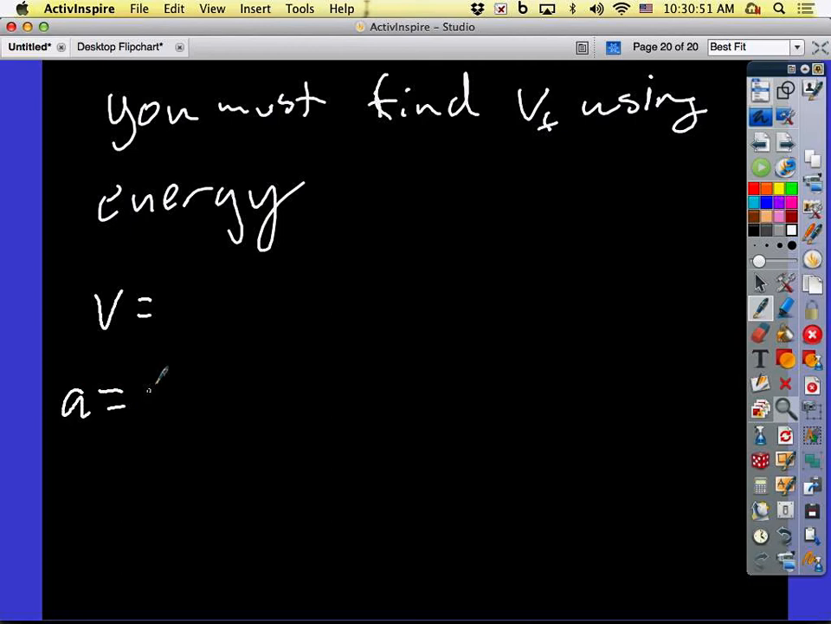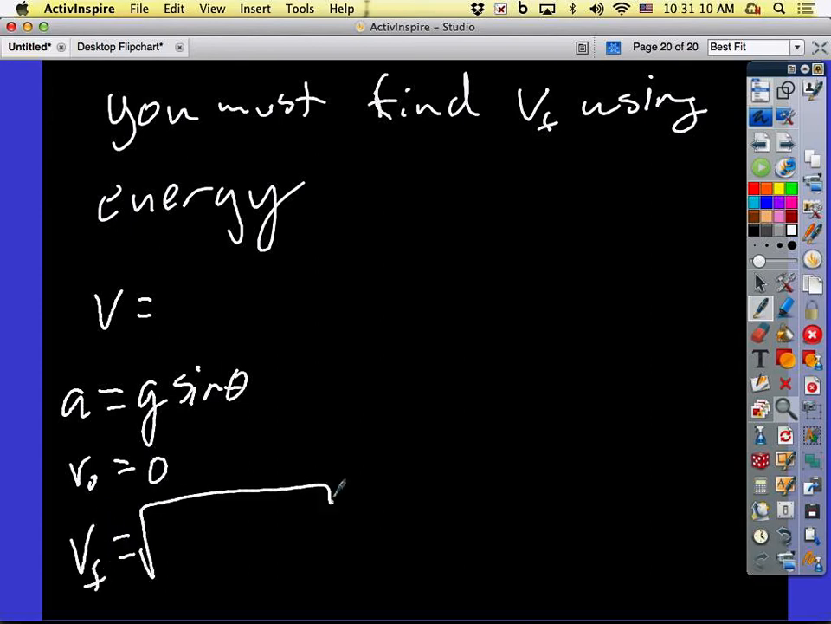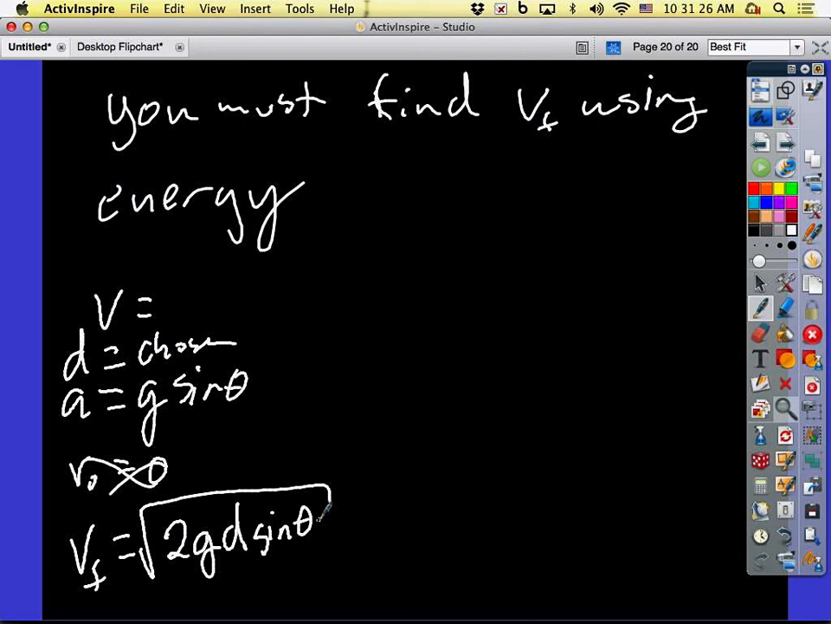Your acceleration down the incline should be g sine theta, whatever your angle was. And you know that your initial velocity was 0. It depends on what your incline was. You chose your D, right? So your final velocity should have been, with the initial velocity being 0 and going away, the square root of 2gd sine theta. That's what you should have come up with.